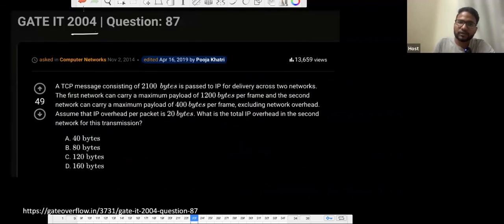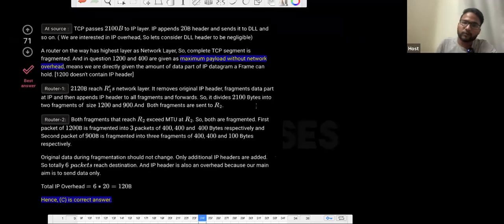Let's see this question. This question was asked in GATE 2004. What they are saying: a TCP message consisting of 2100 bytes is passed to IP for delivery across 2 networks. The first network can carry a payload of this, and the second network can carry this much. They've asked for the total IP overhead in the second network. IP overhead means the total number of bytes you are using for the IP headers, including all the fragments. So maybe you can do this, right?